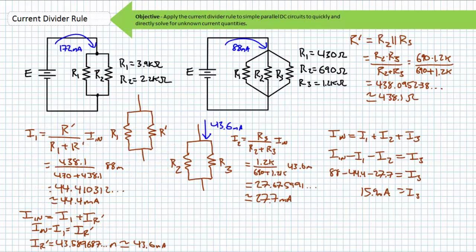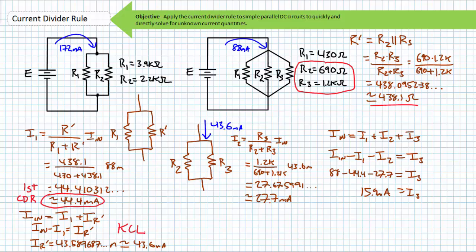Moving on, here's the results I obtained for the second circuit. Pause the lecture and take a real good look at how I set up the CDR if you're getting different answers. I1 should be 44.4 milliamperes. I solved for this by taking R2 and R3 in parallel to be R prime at 438.1 ohms. Then I did my first repetition of the current divider rule.